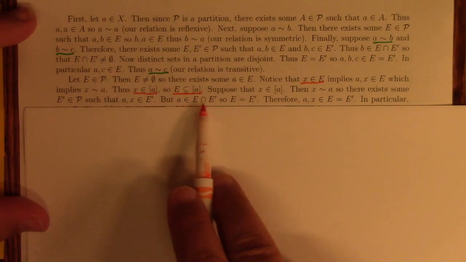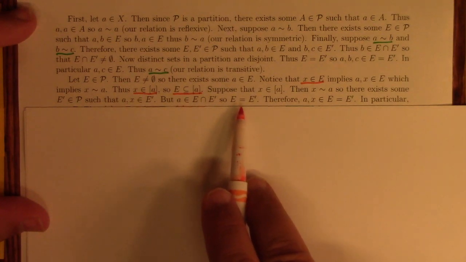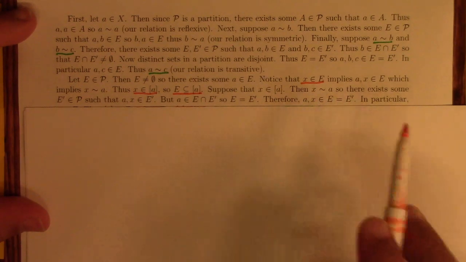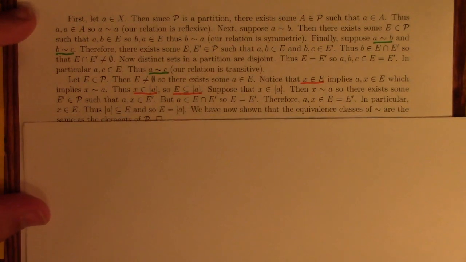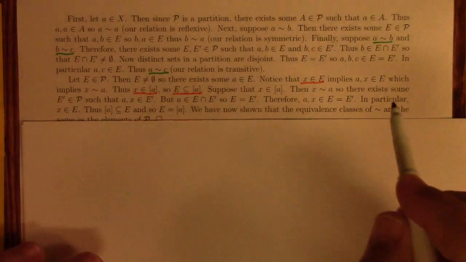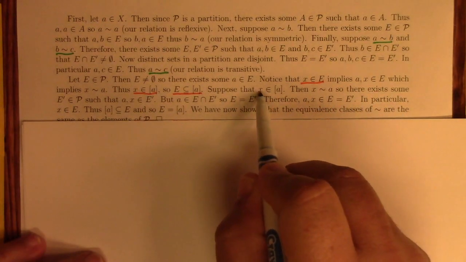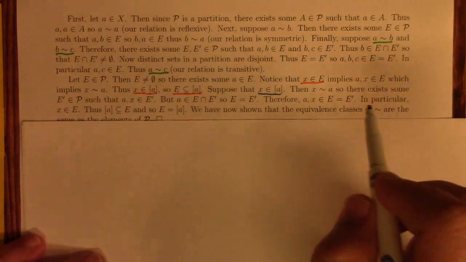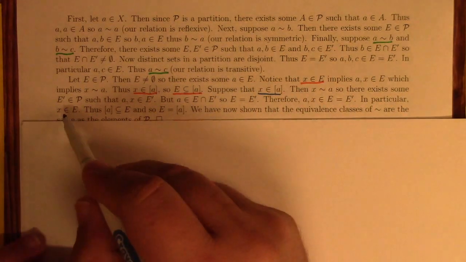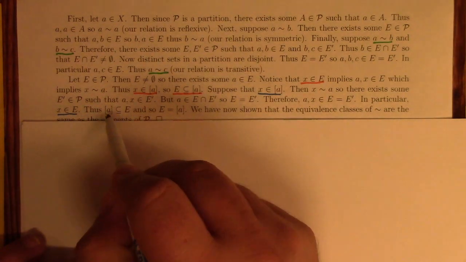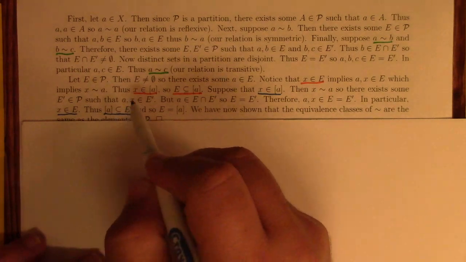So a is in the intersection of e and e prime, which forces e to be equal to e prime. Consequently, ax is in e, which is also in e prime. So in particular, x is in e. So you notice what's happened here. He's started by picking x and supposing that x is in a, and we have gone through arguments that show that x is in e, which gives us that the equivalence class of a is a subset of e.